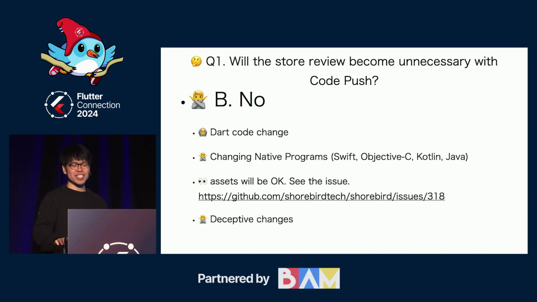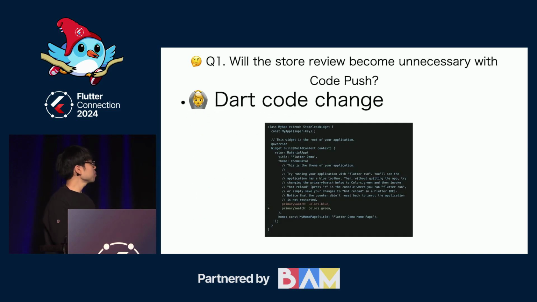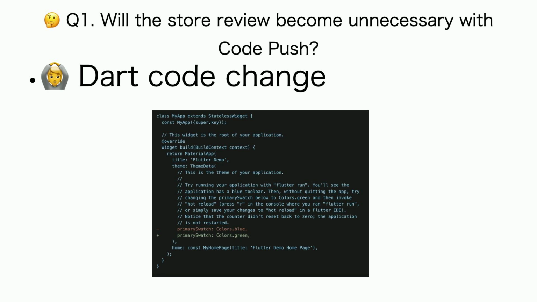I'll explain the reasons. With Code Push, you can change any Dart code. This is an example of the default counter app. The blue line is original, the red line was deleted, and the green line was added. In other words, you can change the Flutter widgets' code, for example color, text, size, and business logic written in Dart. However, you have to care about the number of changes. The more code you change, the larger the patch size will be.